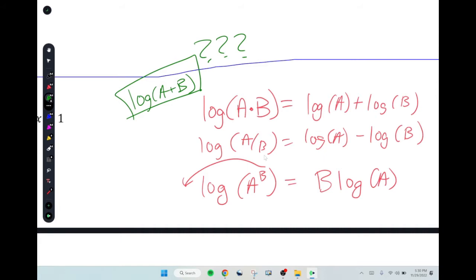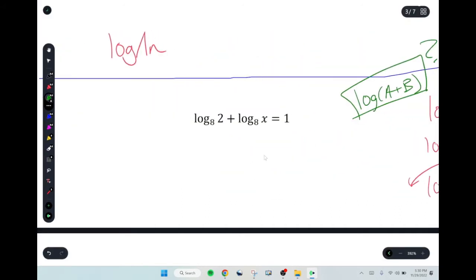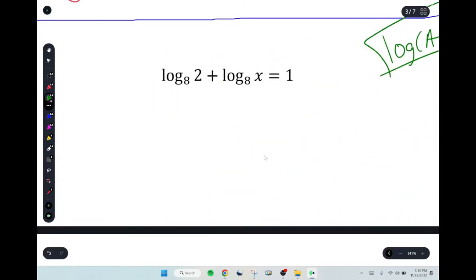But okay, so let's see which one of those applies. Yes, absolutely. Good to go. Mash them together.